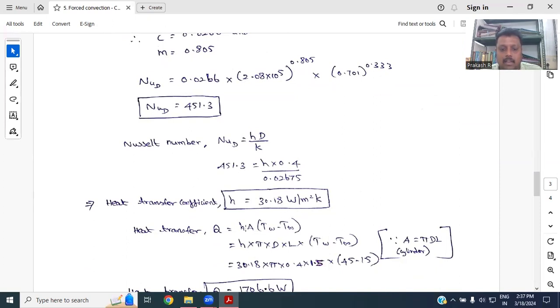We know the value for A. The formula for A is, it is a cylinder. Cylinder surface area formula is pi d L. We know the D value, we know the L value.